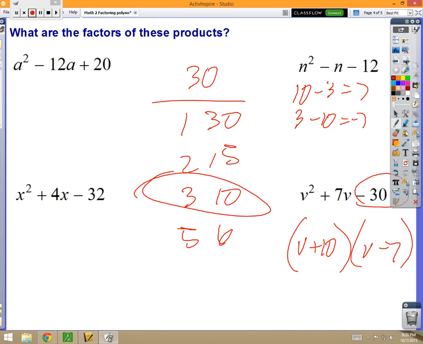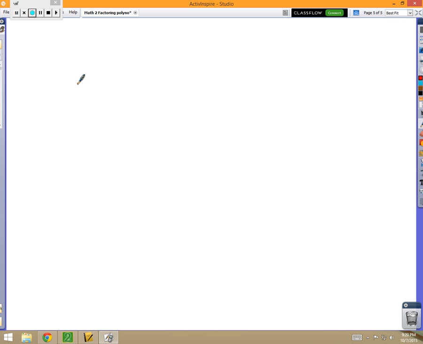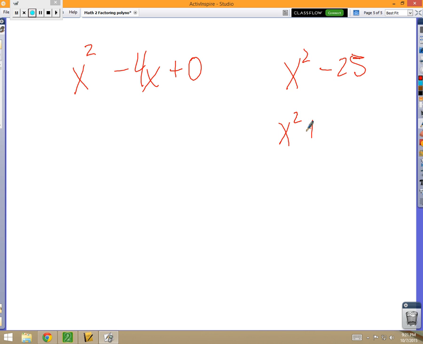Okay, your homework. A few of them are problems that look like this. x squared minus 4x. Okay, this is one, and then we've got x squared minus 25. Okay, let's look at this first one, x squared minus 4x. They are missing the last term. They've got the x squared and they've got the middle, but they don't have a number. On this one, x squared minus 25, they are missing the middle. They don't have any x's, but they've got a number on the end.